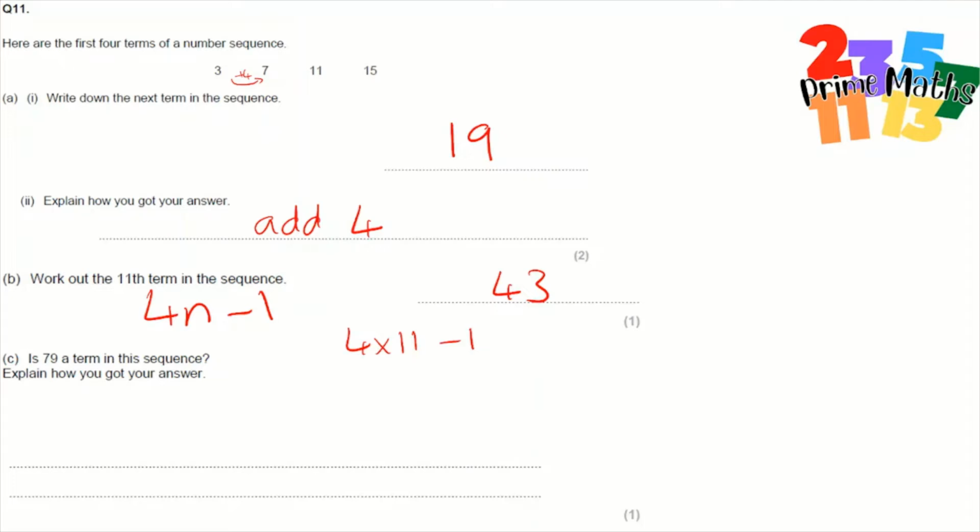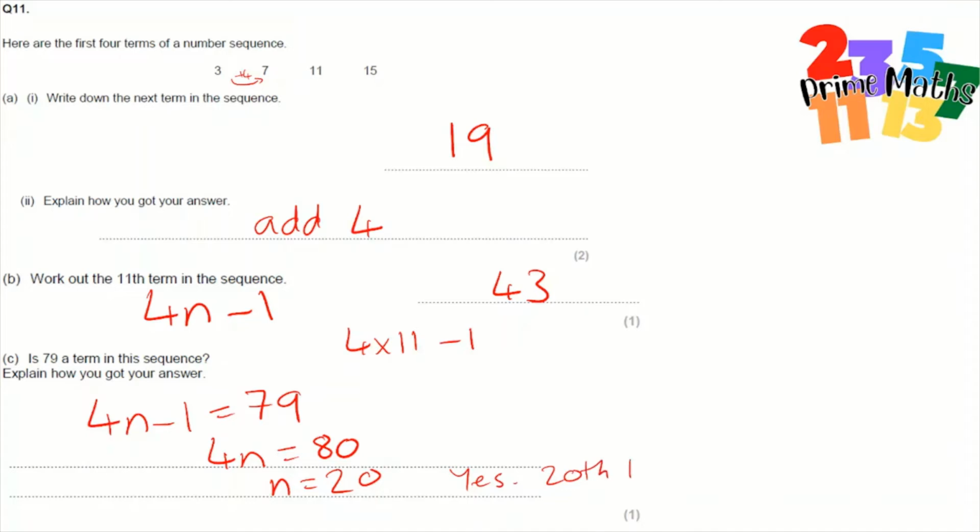Is 79 a term in the sequence? We can continue the sequence until we reach 79, or we can ask the question, is 4n minus 1 equal to 79, and solve this. If we add 1 to both sides, 4n is equal to 80, meaning n is 20, so yes, it is the 20th term.